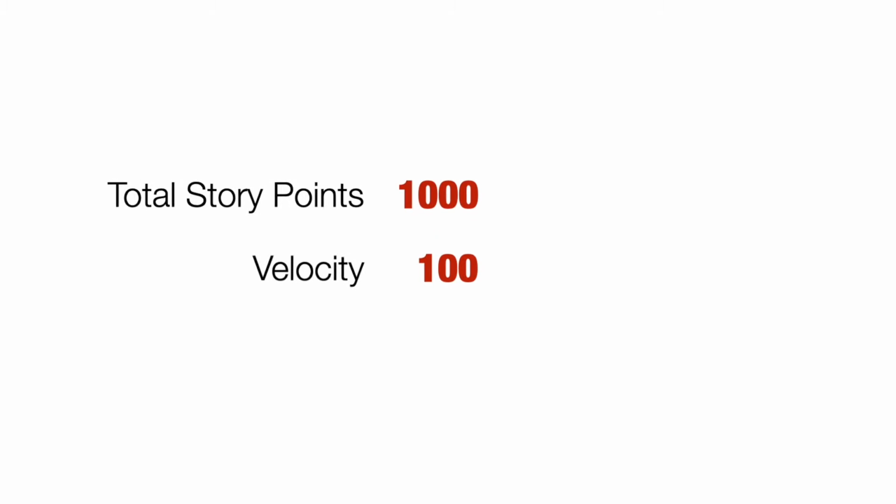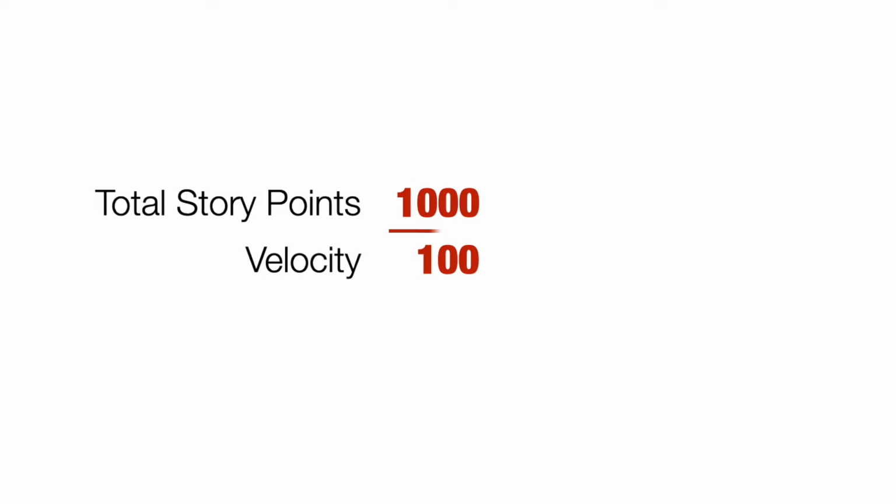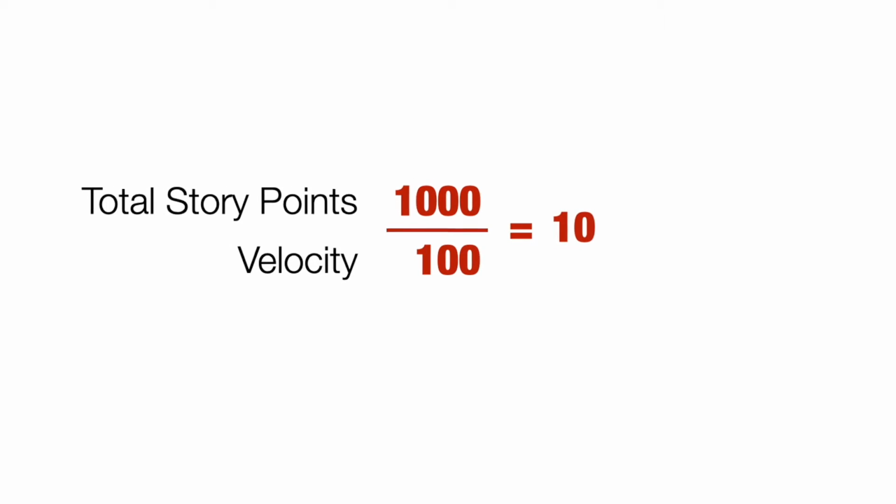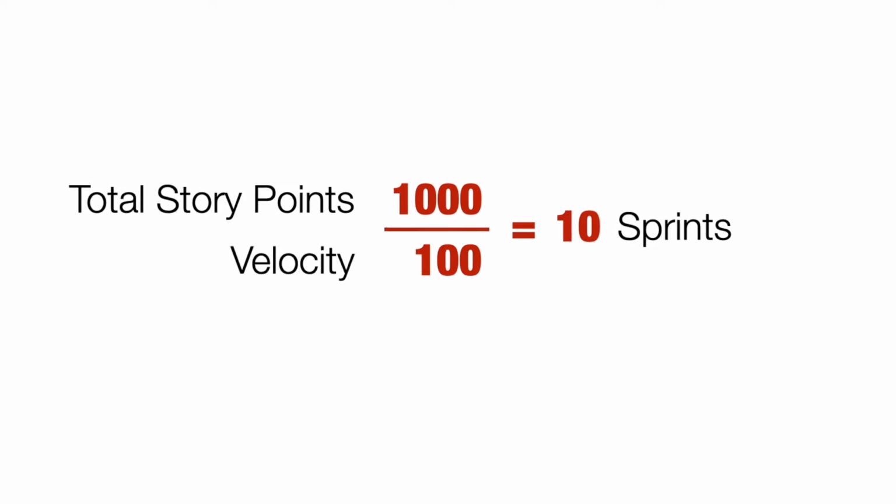As I was saying, velocity is the total number of story points delivered per sprint, meaning that if we can figure out the total number of story points in what we need to build, then we can figure out how many sprints it's going to take. For example, if we have 1,000 story points in total and a velocity of 100 story points per sprint, divide one by the other, we're looking at 10 sprints. If we're doing 2-week sprints, that's 20 weeks. So far, so simple. I guess the only tricky bit is coming up with a value for velocity.